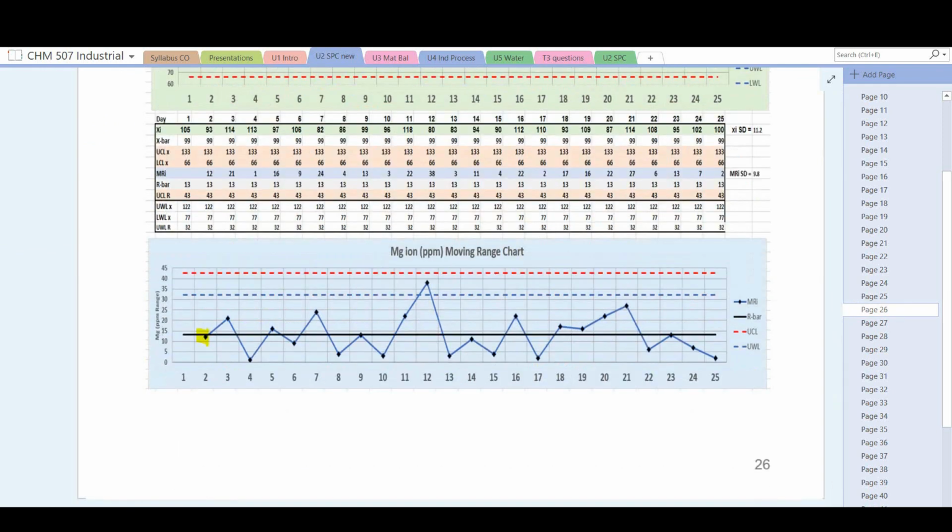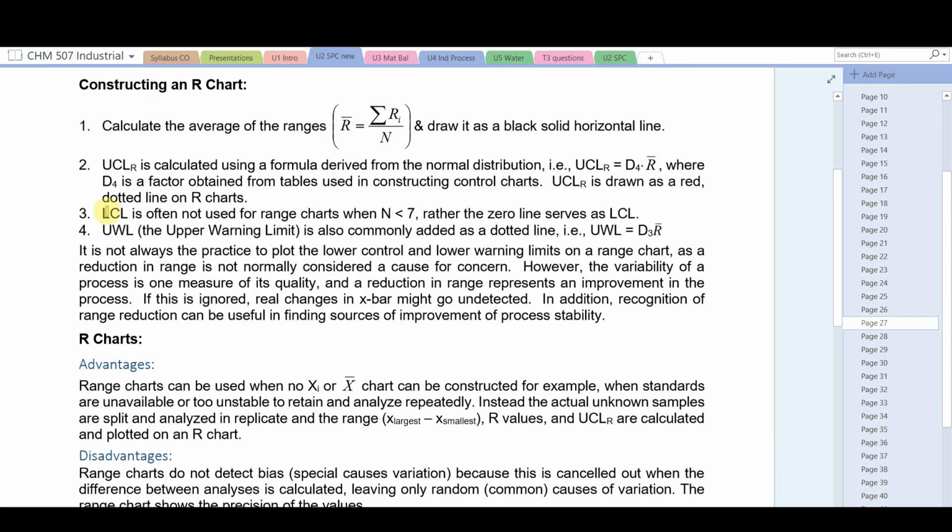So here are the daily range values, and this black horizontal line is the average of the ranges. We have the upper control limit on the range chart as a red dashed line, and we have the upper warning limit on the range chart as a dashed blue line. The lower control limit is not often used on range charts, particularly when n is less than 7. So we'd use 0. The 0 line serves as the lower control limit.